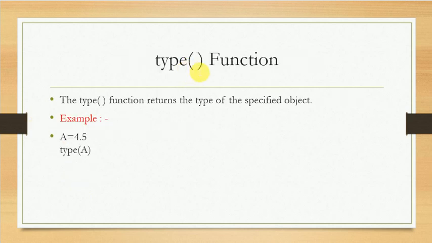Type function. This function we use in Python to identify the data type of a variable. If a variable like here a equal to 4.5, a is a variable that has stored 4.5, that is a float value. Now you want to identify the data type of a, so we can pass here type a. In the type function, when you pass any variable, it will return the data type of this variable.